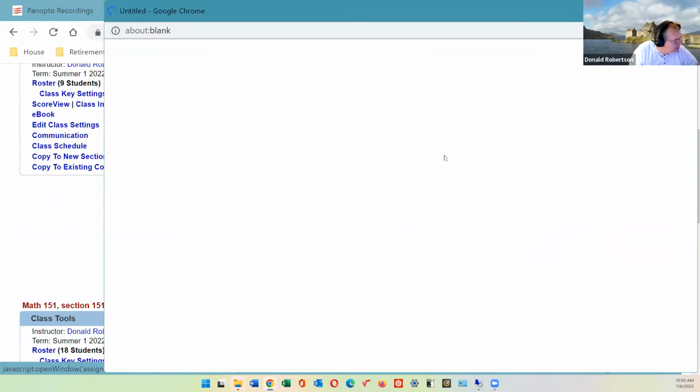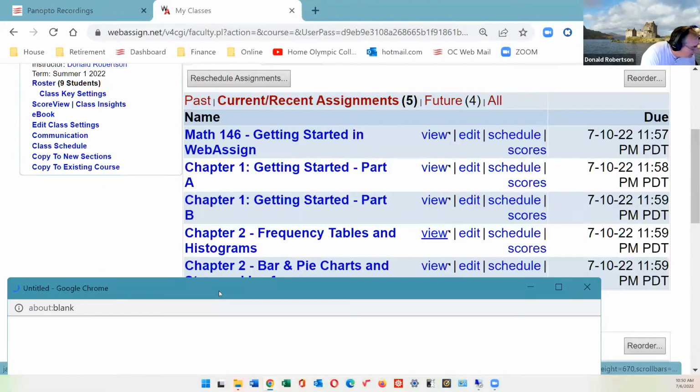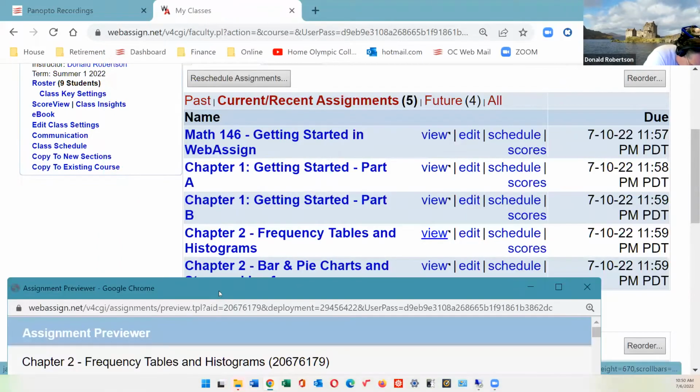I'm trying to load this next thing up, and it's not wanting to because I'm having one of those days. So while we're getting that, I'll show you the next topic. We are going to be looking at chapter 3. In chapter 3 is frequency tables and histograms.